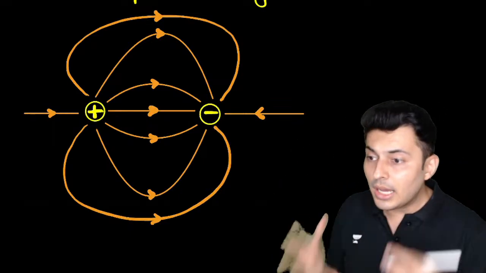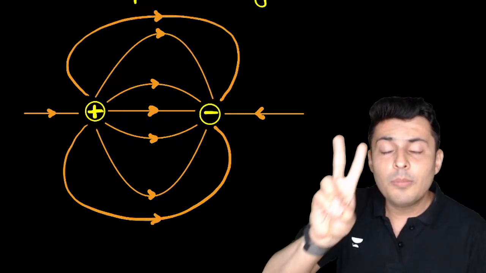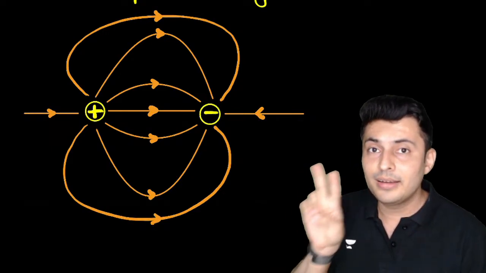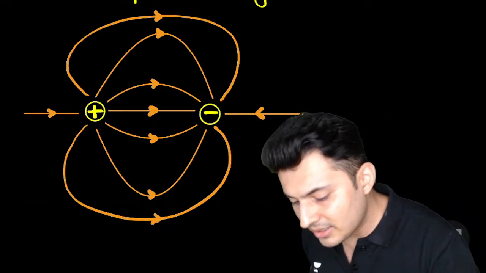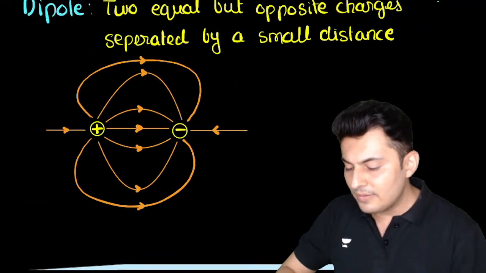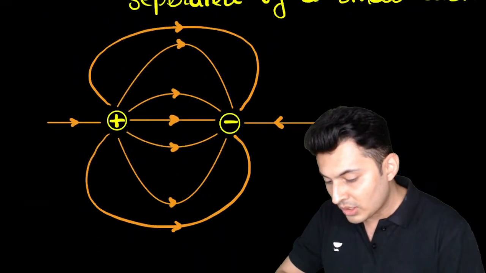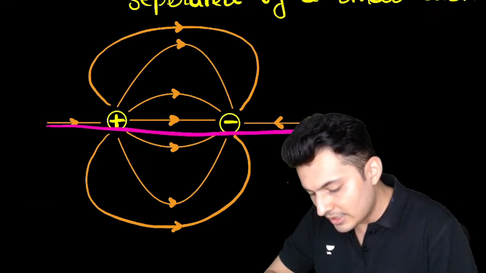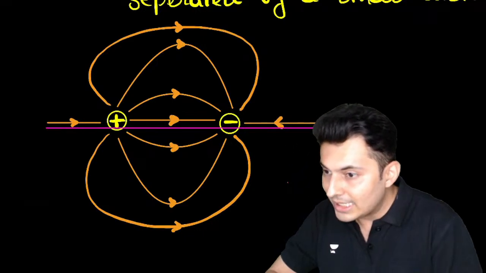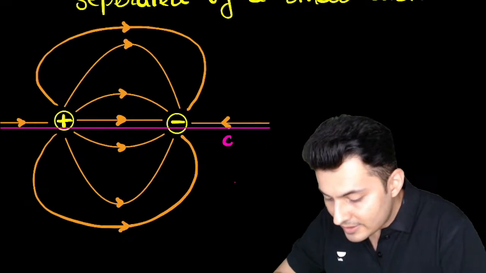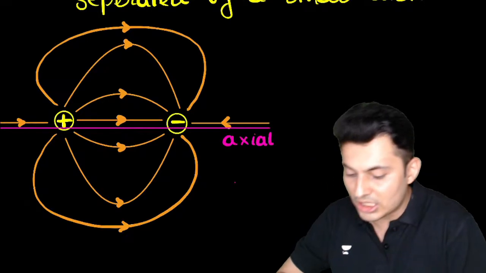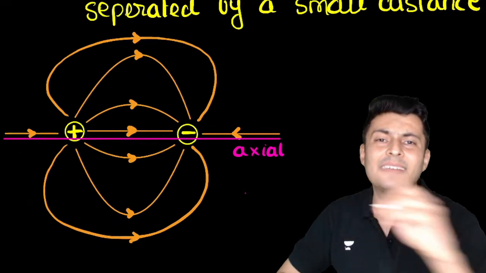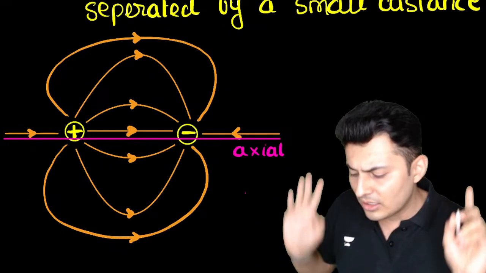Very good. Now, there are two important lines in a dipole. The first line, which is very important, is the line which joins these two charges. That pink line which I am showing is called the axial line. Very, very important: the axis of the dipole means the line which connects the two charges.